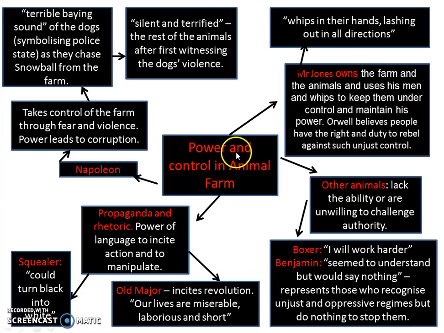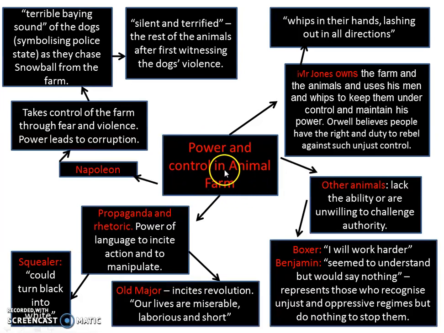Lots of people will do this. They'll put that in the middle, and then they'll put all the bits that come out here in red, straight out from the middle. But that's not a mind map. That's a spider diagram. So let's look at how this one has been done.